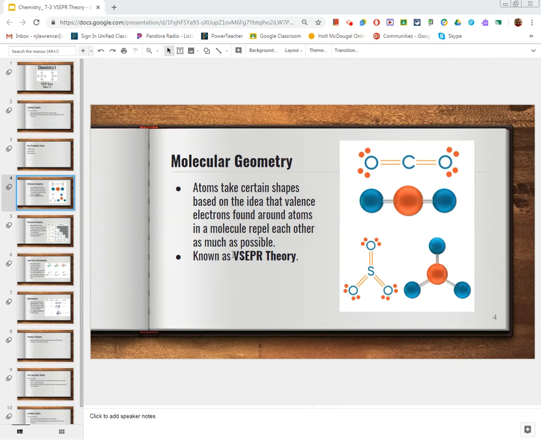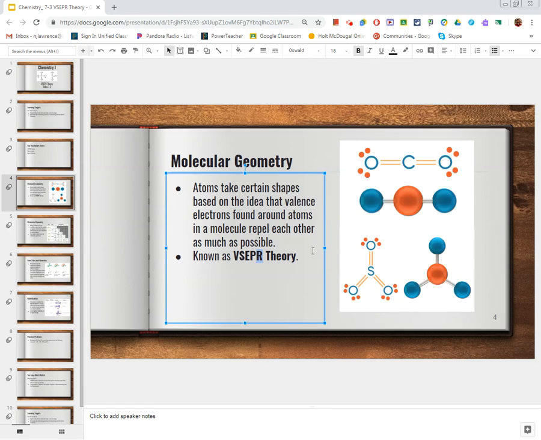This is our VSEPR theory: valence shell electron pair repulsion. So the main idea here is that we believe this molecule has this shape because the electron pairs are going to repel each other.